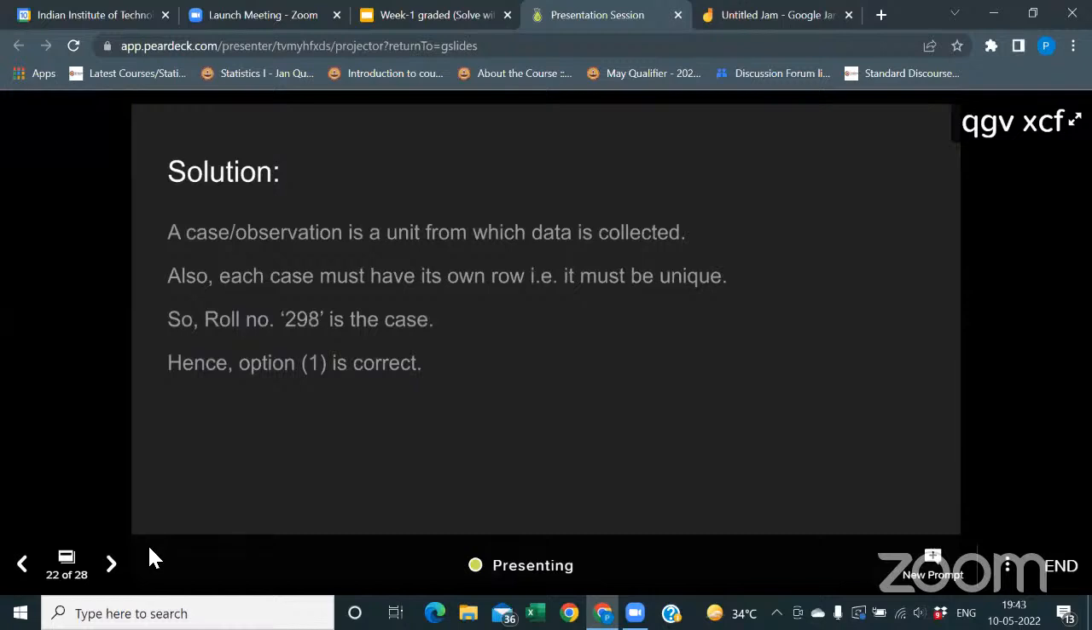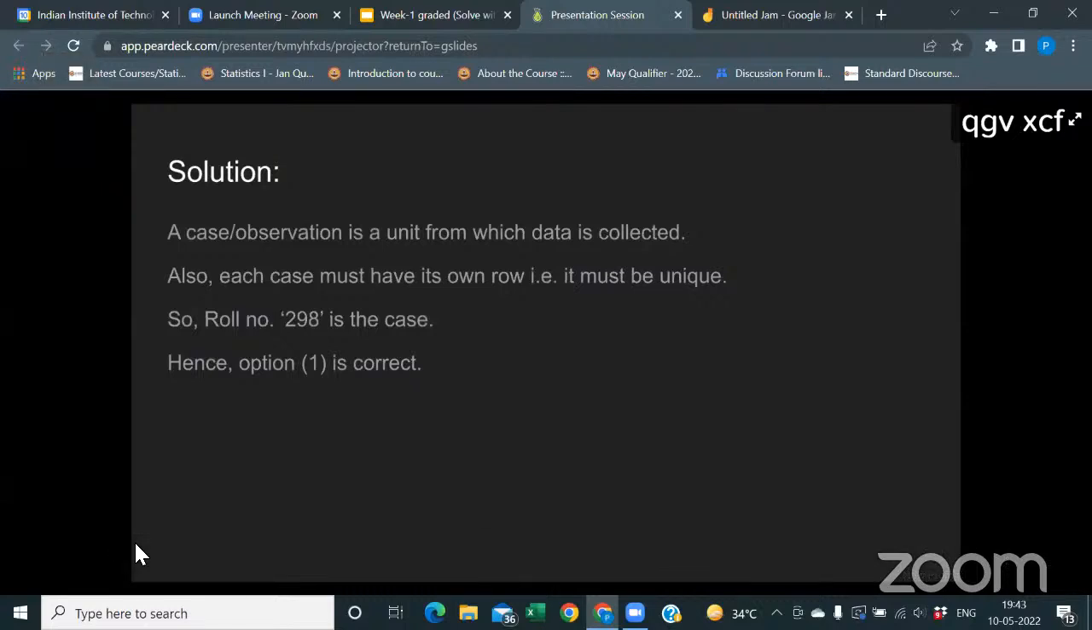Sir, suppose instead of roll number there is a serial number. So what will be the case? The name or the serial number? First thing, serial number is not a variable at all. So it should not be the case, right?